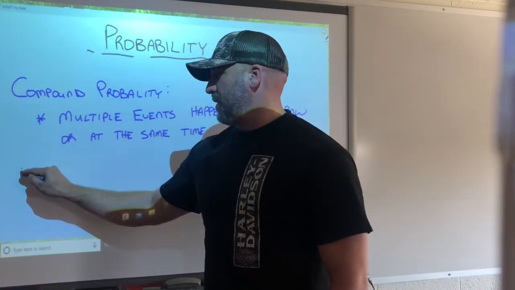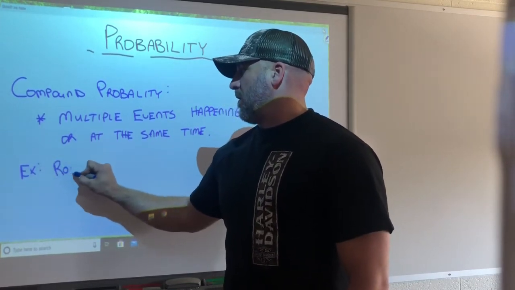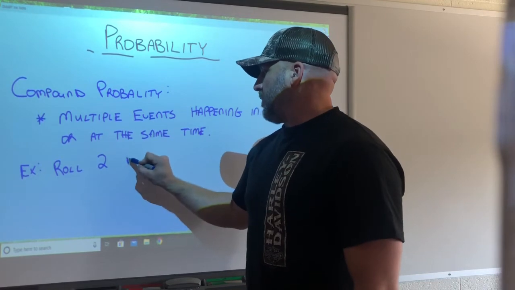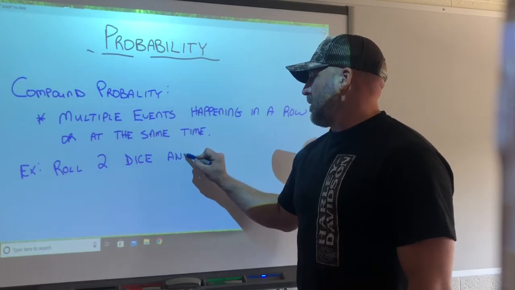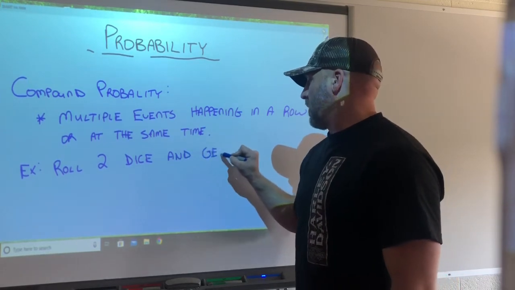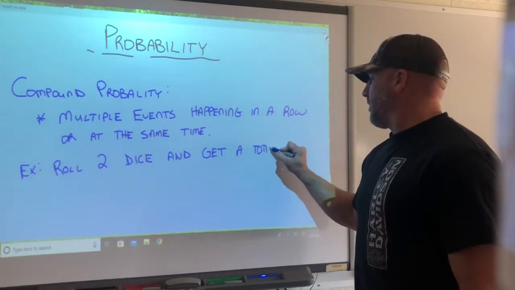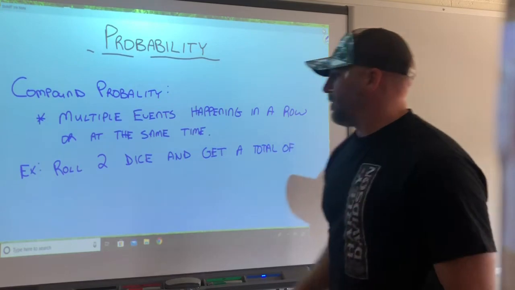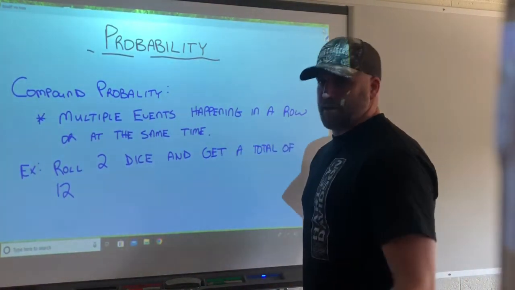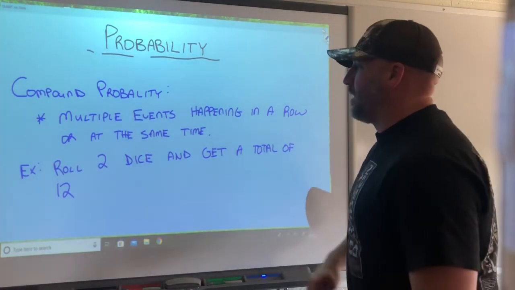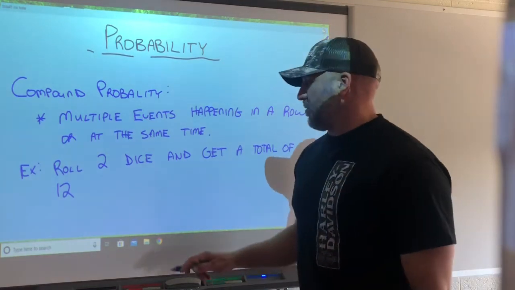All right, if you roll 2 dice, and we want a total of 12. All right, and we'll just say these are standard 1 through 6 number cube dice. So you roll 2 dice and get a total of 12. So now you start looking at, okay, what are all the possible outcomes?